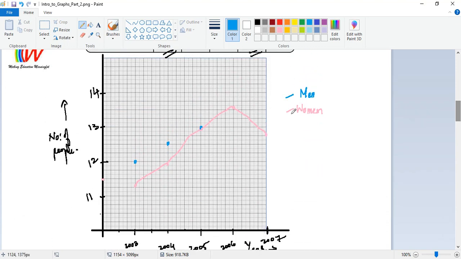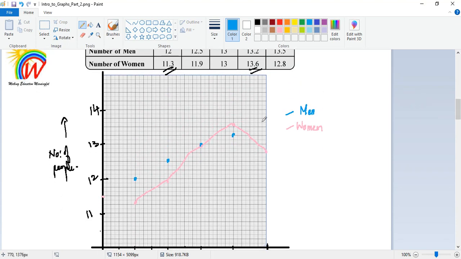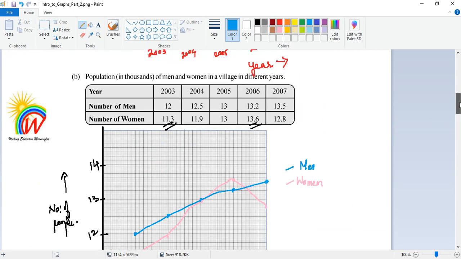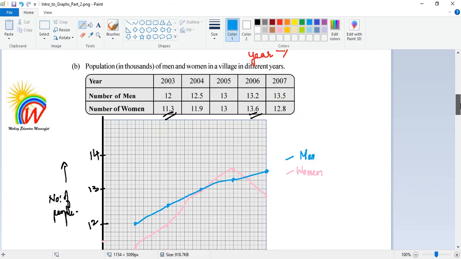So 13.2 is somewhere over here, and then you have 13.5. So 13.5 is over here. Okay, so now this is how it is. So it's almost a straight line. Okay, all right. So based on this, if you have any answers, you just answer it, or you can move on to the next question.